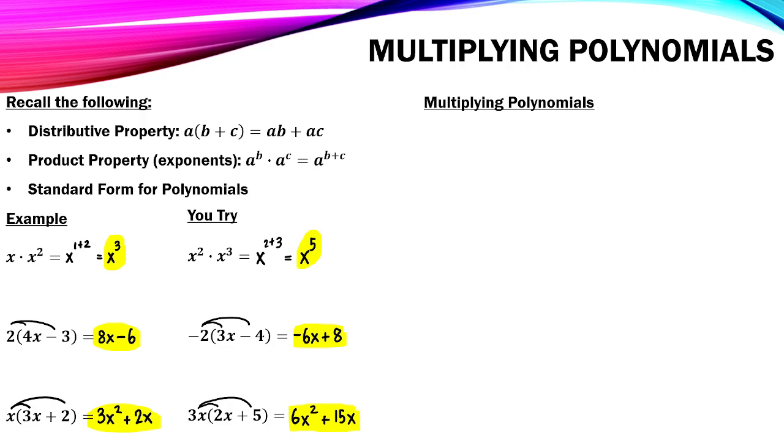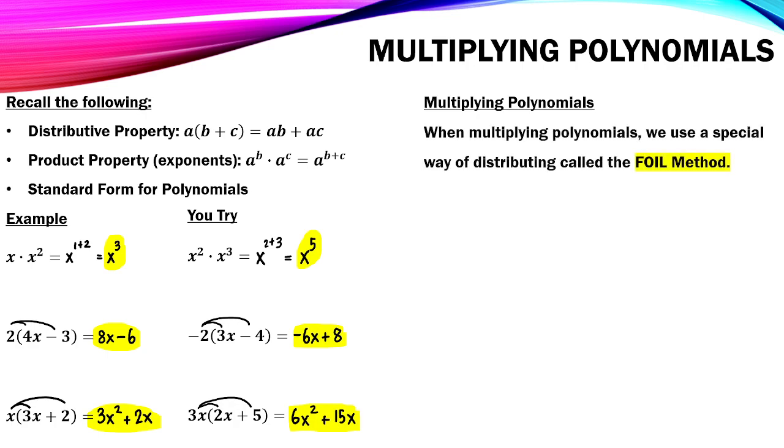Multiplying polynomials. Now, when we want to multiply those polynomials, we were using the distributive property, but there's a special type of distributive property called the FOIL method. So when we're multiplying polynomials together, we're going to use something called the FOIL method. On this right side here, I'm just going to show you how to use that FOIL method. And on the next slide, we'll have some examples and you can try practicing this FOIL method.